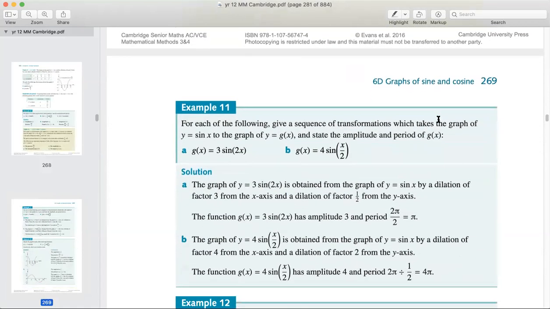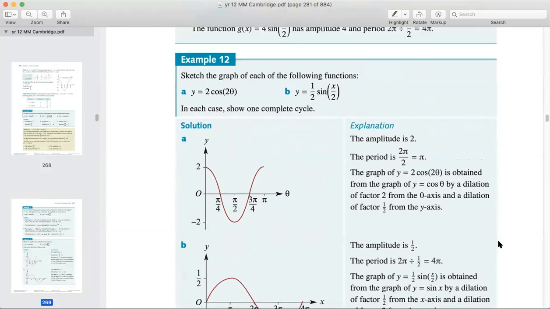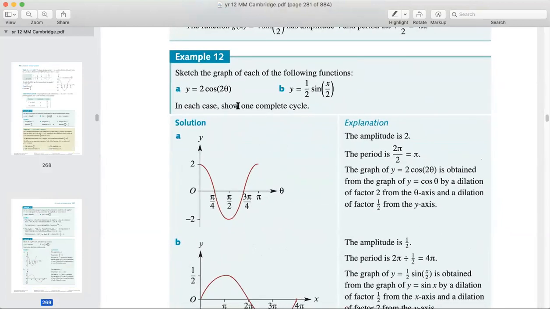So for question 11, they give the sequence of the transformations. Again, you can use our coordinate method, or you can just use the properties of circular functions to get it. Either way, it's fine. Okay. For 12, they ask to sketch. Remember, one complete cycle just means the whole period.